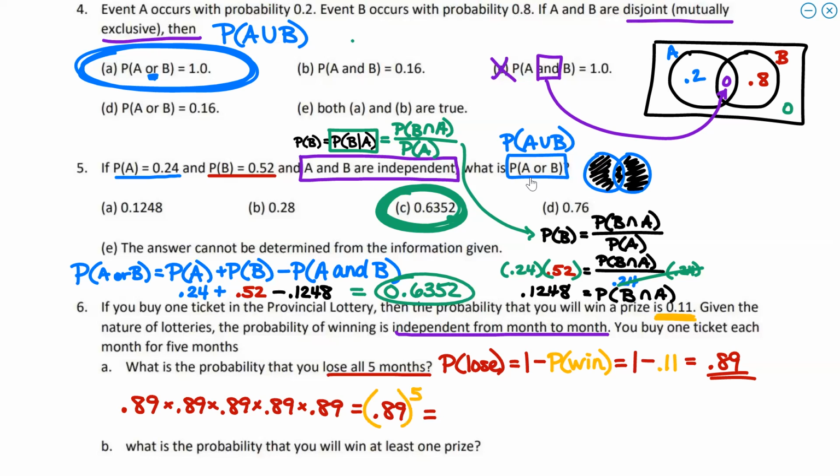What is that when I take it to the 5th power? 0.558 or 0.5584. I'm going to go ahead and write that last number down just in case. As long as you take it out to 3 decimal places, that is sufficient on any test, including the AP exam. This is the probability of 5 losses in a row.